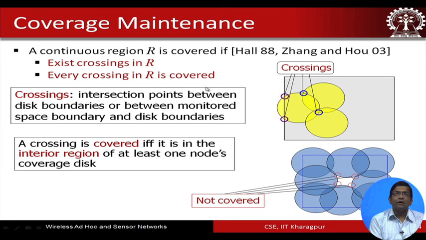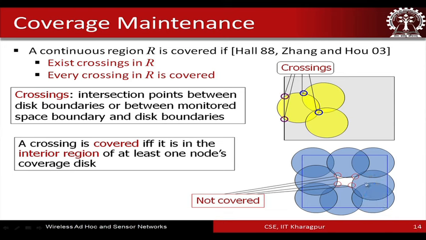So, we have crossings like shown in this particular figure. We have crossings which are covered in this figure. For example, this crossing is covered, another crossing is covered, this one and so on, but there are some crossings which are not covered, like the ones which are shown encircled in red. A crossing is covered if and only if it is in the interior region of at least one node's coverage disk.